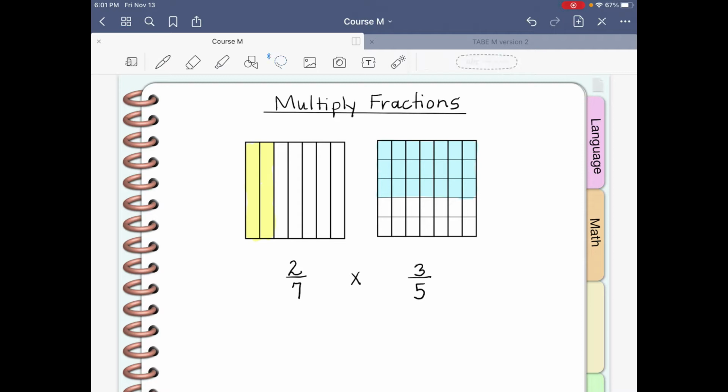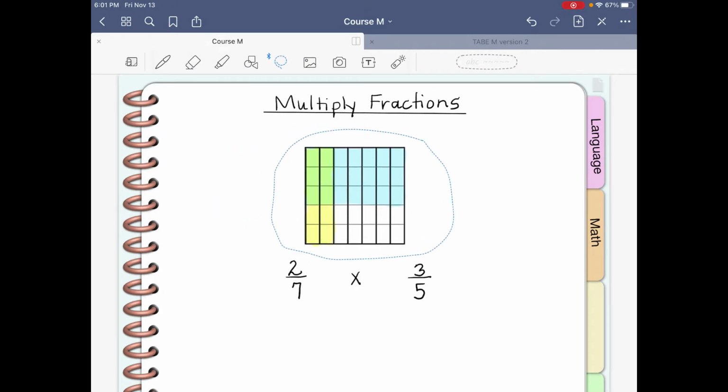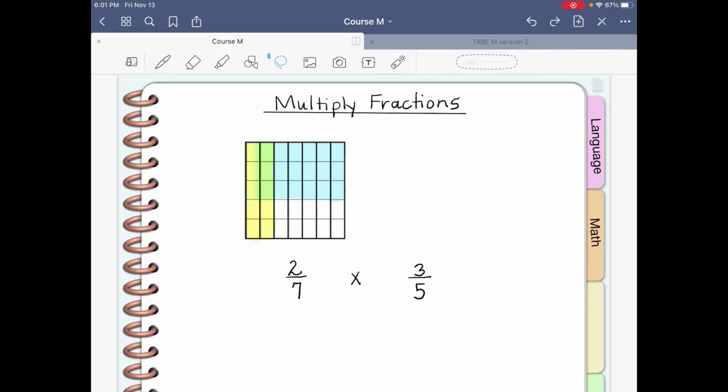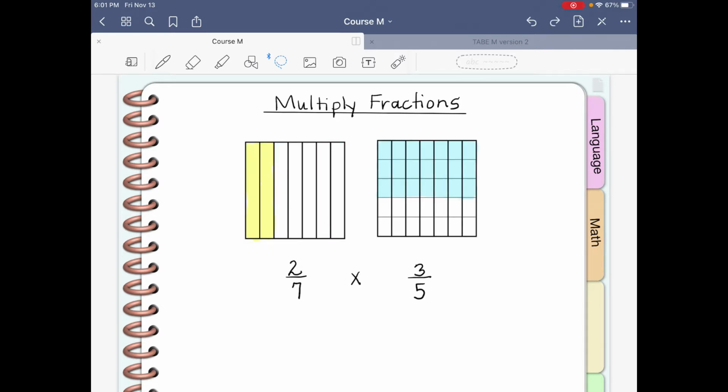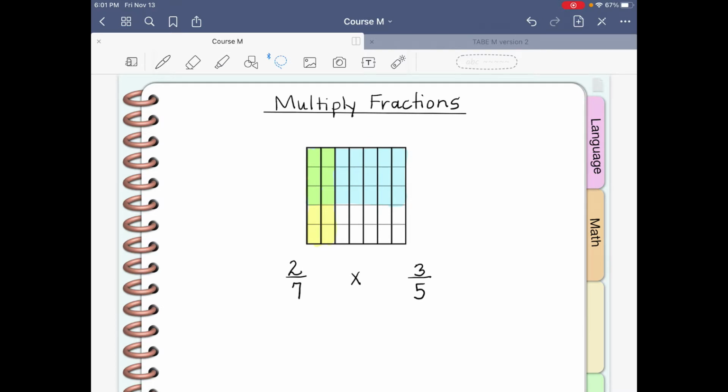I'm going to pick up the blue colored box, and multiplying fractions means really that I'm overlapping the two. So I'm moving the blue box on top of the yellow box. That's what multiplying fractions is about. The 2/7, there's 2/7 and 3/5. Now watch what I'm going to do. I'm going to overlap the two. Okay, so you've got that picture in your mind.